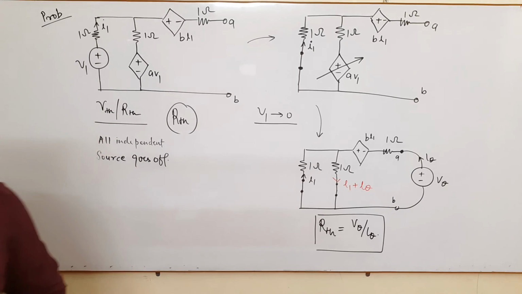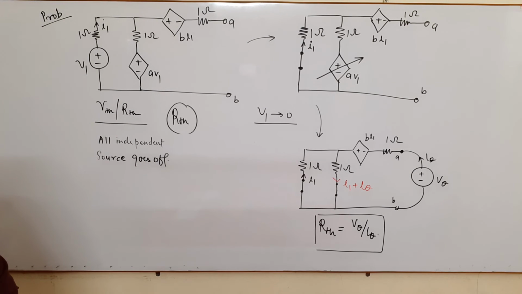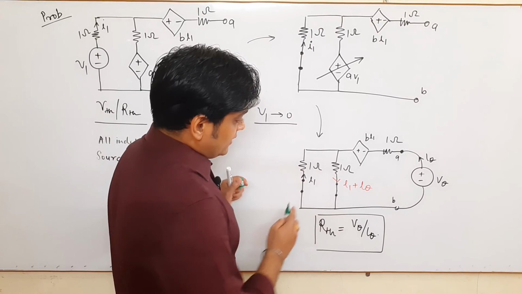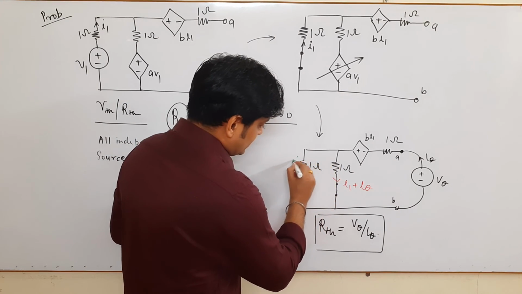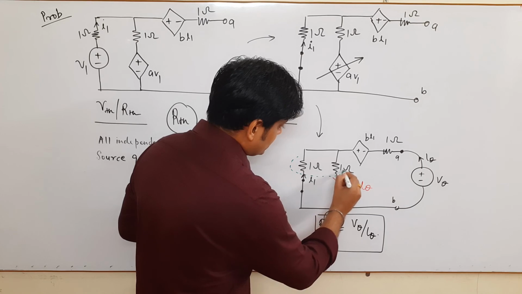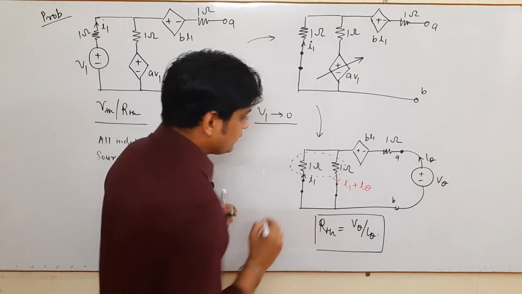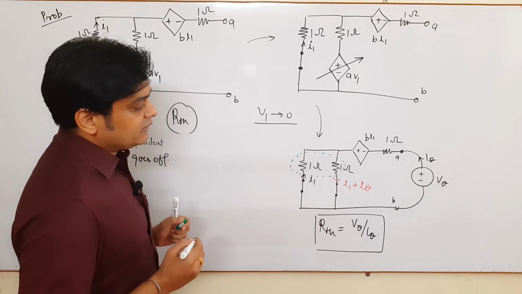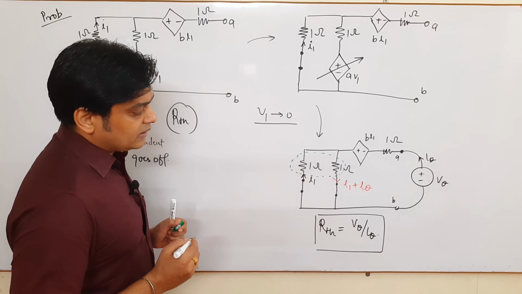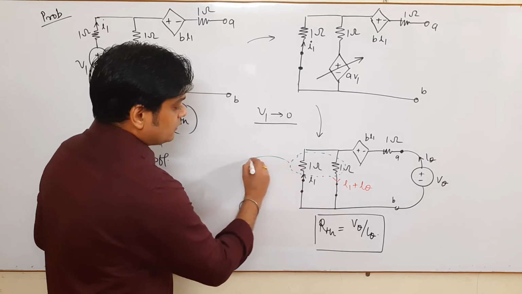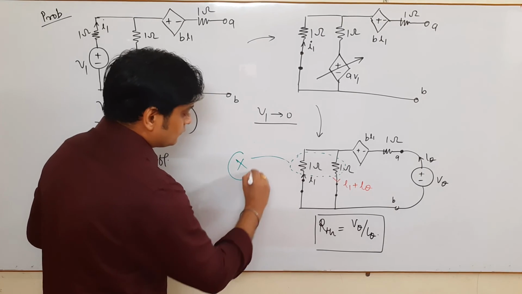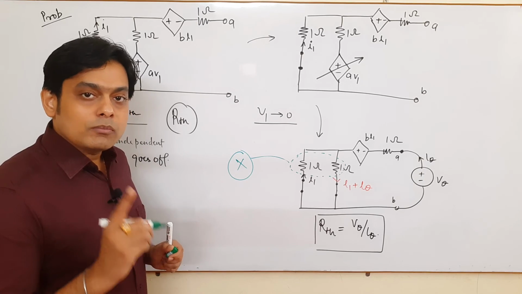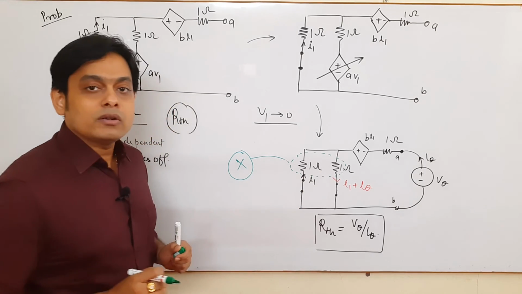Now another important thing to understand is, some people say, can we solve this, because it is a parallel combination of two 1 ohm resistances? For solving this network, can we solve this parallel combination? Absolutely not. You cannot solve the parallel combination of these 1 ohm resistors.